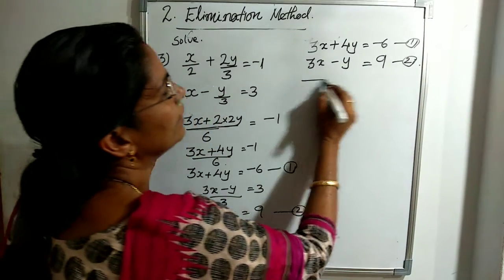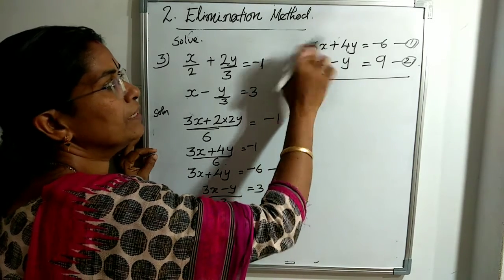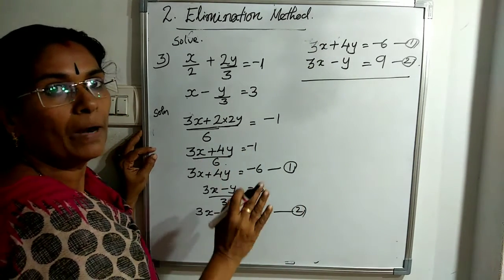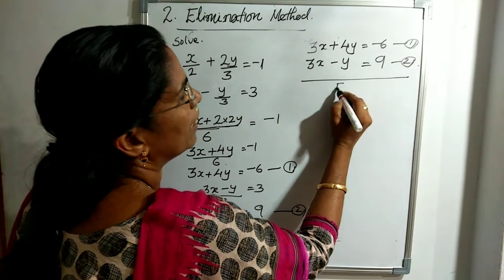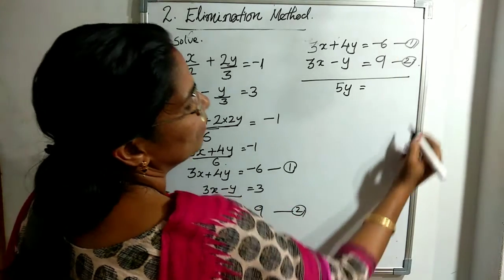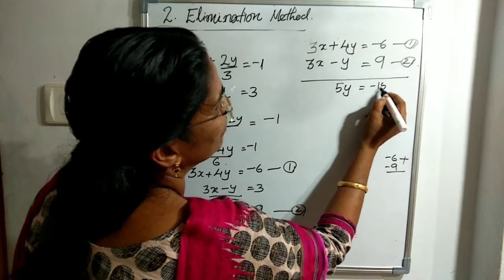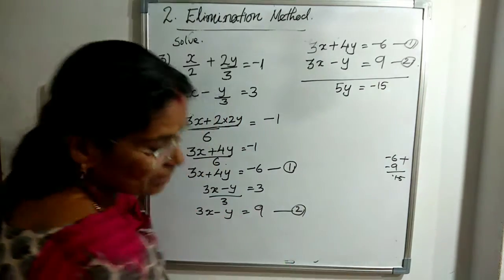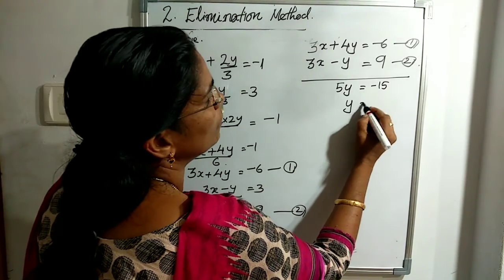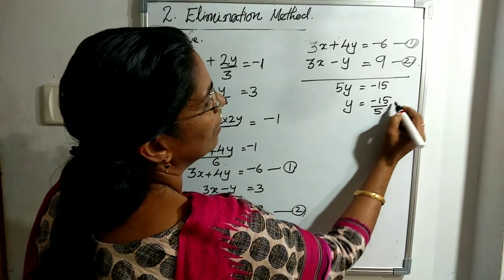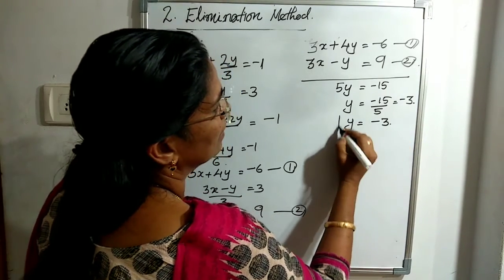Now here the coefficients of the variable are already the same. The x coefficients are the same, so no need to multiply with any number. Just subtract this. So it becomes 5y, and on the right side minus 6 minus 9, so it becomes minus 15. y is equal to minus 15 by 5. The answer is minus 3. So we got the value of y as minus 3.